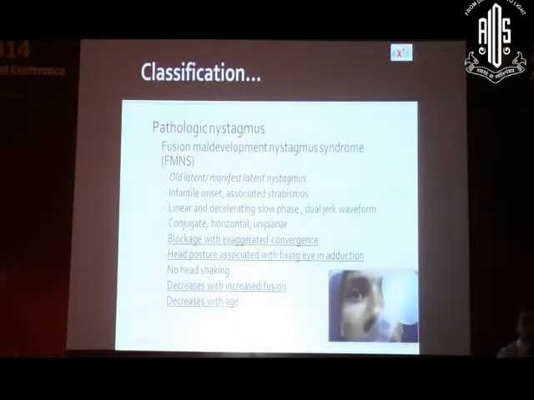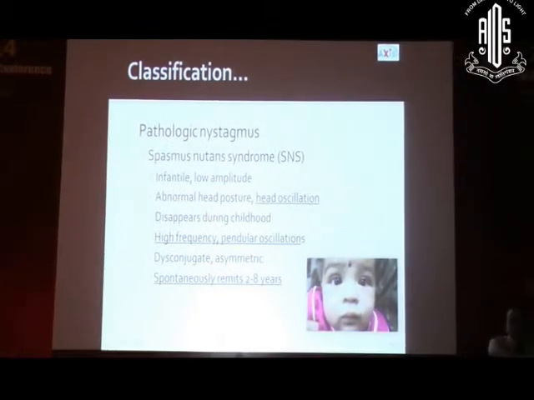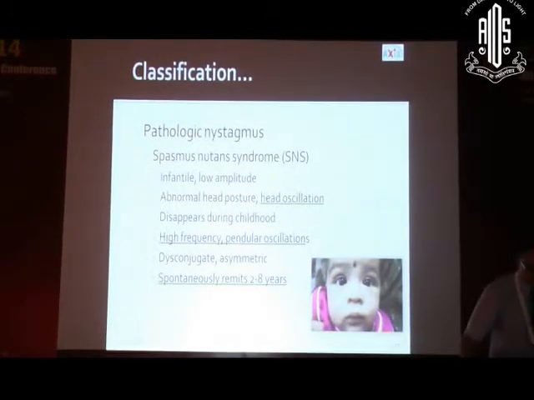So this is the fusion maldevelopment nystagmus syndrome, and the key point here is that it is a latent kind of nystagmus which can be blocked on excited convergence. It will decrease when there is increased fusion, and it also decreases with age. This syndrome is very classic and typical because it happens in infants. It is associated with abnormal head posture and head oscillations.